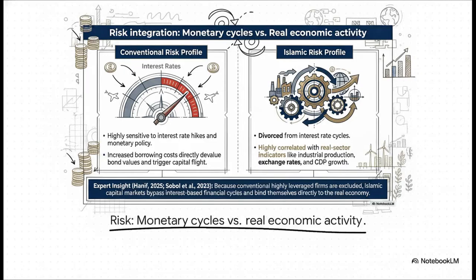Which leads to a really fascinating divergence in how these markets absorb risk. Conventional markets tend to panic over interest rate hikes. When central banks raise rates, borrowing costs soar, bond values drop, and investors flee. But Islamic markets practically bypass these monetary cycles altogether. Because interest is strictly prohibited, these markets are legally divorced from those interest rate roller coasters. Instead, they're tied directly to real sector indicators, things like industrial production, exchange rates, and actual GDP growth. You are binding your capital to the real economy.